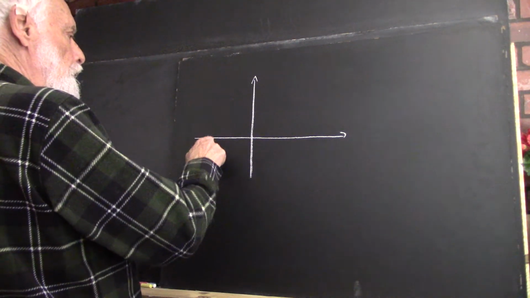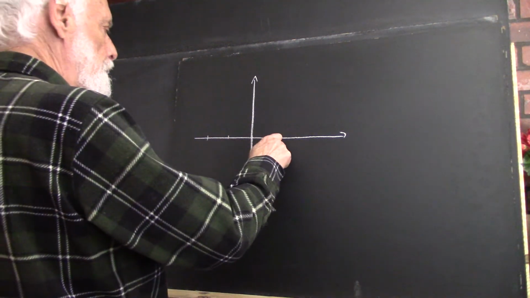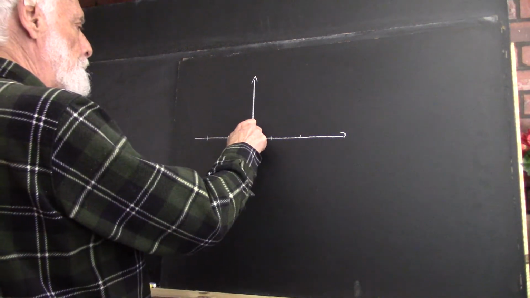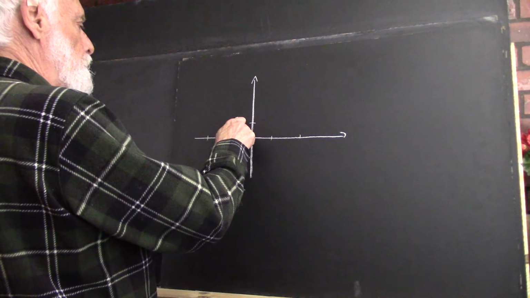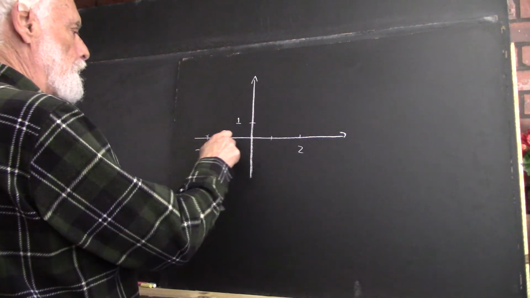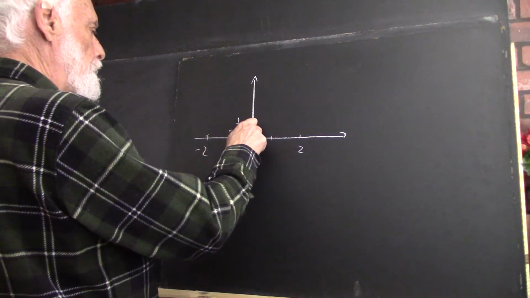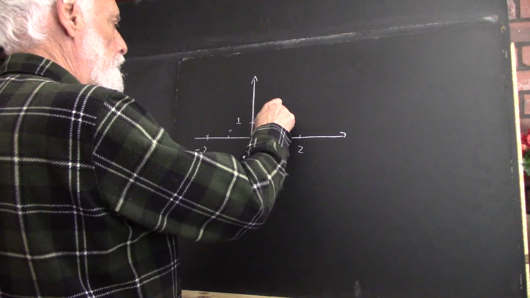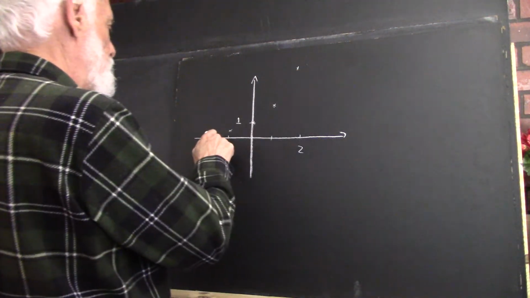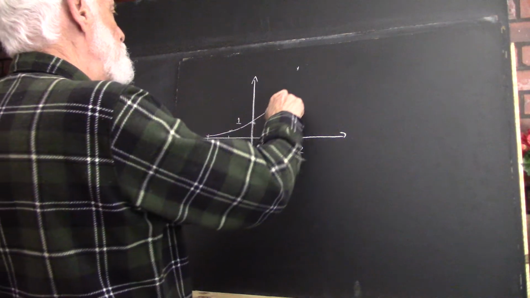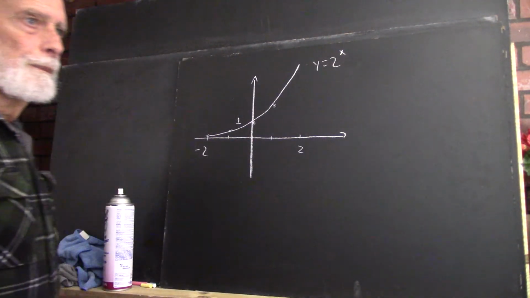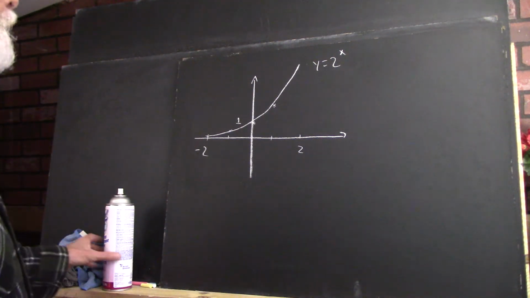Now I'm going to draw a graph of the basic exponential function, where 1 is here, this is -2, this is 2, and the graph looks like this. So this is y equals 2 to the x.